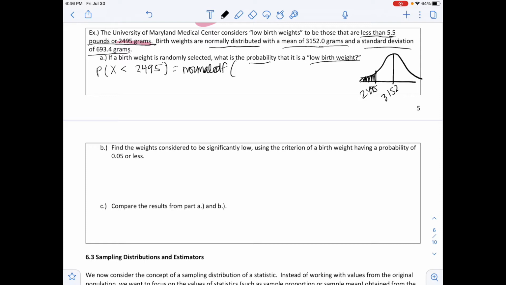With normal CDF, lower bound here would be negative 1e99. Upper bound would be that 2,495. Mean is 3,152. And then our standard deviation for this problem is 693.4. And again, those are all expressed in grams. So from the calculator, rounding 4 decimal places, we get 0.1717.